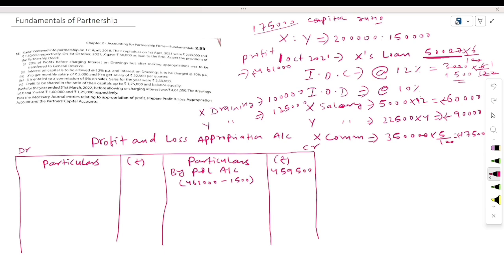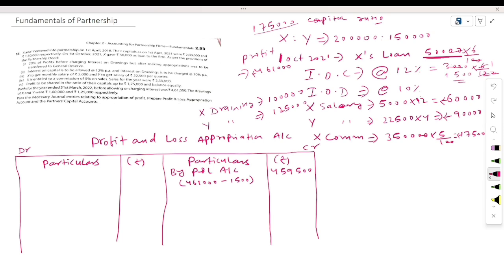It means 4,59,500 will be your net profit here. If we talk about the journal entries, then what journal entry will you pass here? The first journal entry will be profit and loss account debit to interest on loan account, because we will have to debit this amount from the profit and loss account.